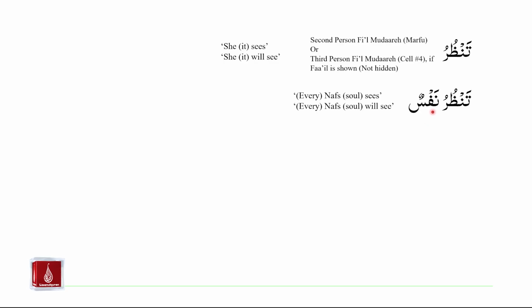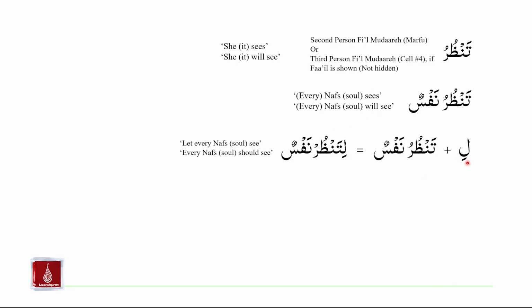Tanzuru nafsun. In this case, nafsun is fa'il. It is fa'il because it is marfu, and because the fa'il is being shown, the fa'il is visible, we now know that tanzuru is being used as the third person. Therefore, we can use laam amr with tanzuru. Tanzuru nafsun can be translated as every nafs or every soul sees, or every nafs will see. Next, we can add laam amr to tanzuru nafsun. And we can add laam amr because we are using tanzuru in the third person. If we were using tanzuru in the second person, we would not be able to add laam of amr.